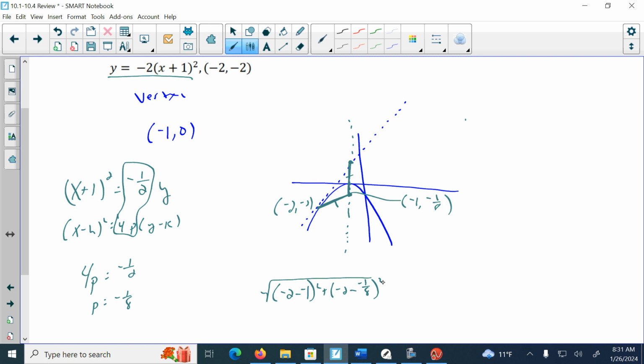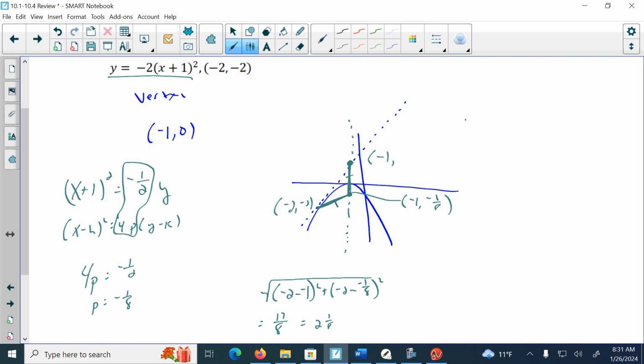And when I do all that, I end up getting 17/8, which is 2 1/8, if you want to think of it that way. So this distance is 2 1/8, which means this distance is 2 1/8, which means that this point here is still going to have that x-coordinate -1.